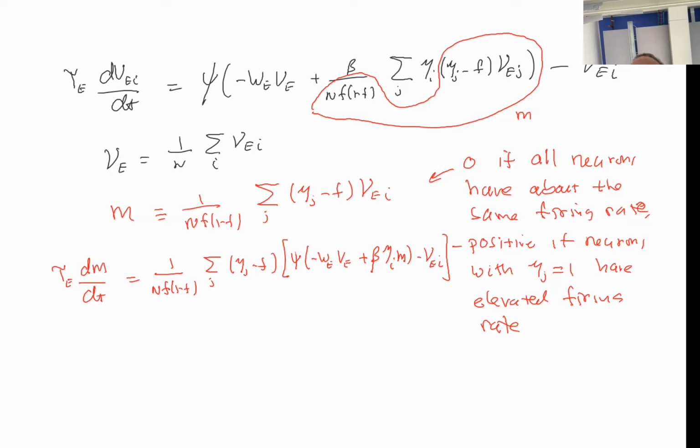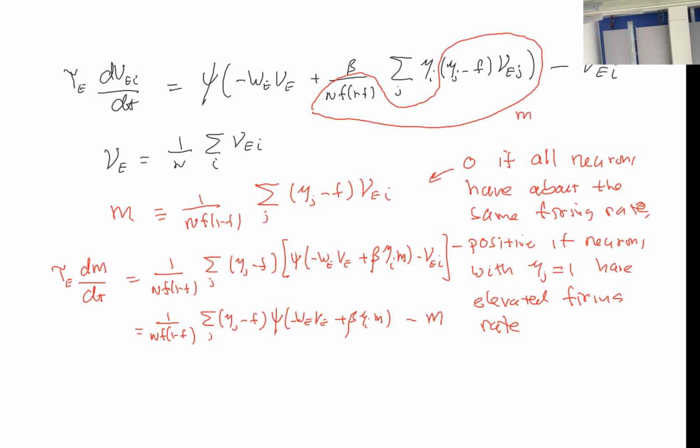First of all, this sum on J operating in this term here, it's just a regular old M. So the second term is M, that's the easy one. So this is equal to 1 over NF 1 minus F, sum on J of eta J minus F, psi of minus WE nu E plus beta eta I M, minus M.